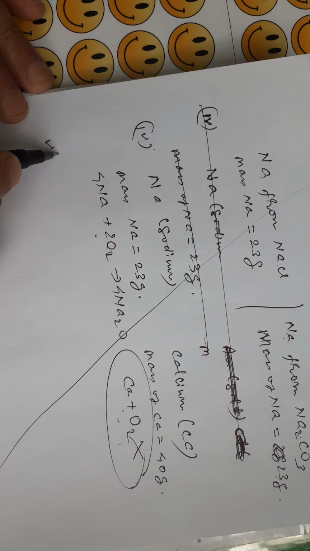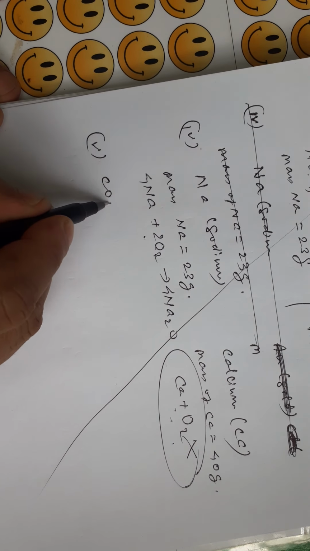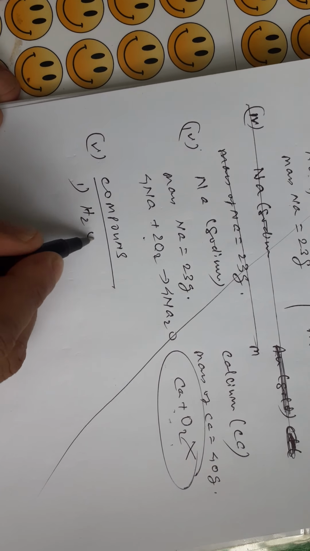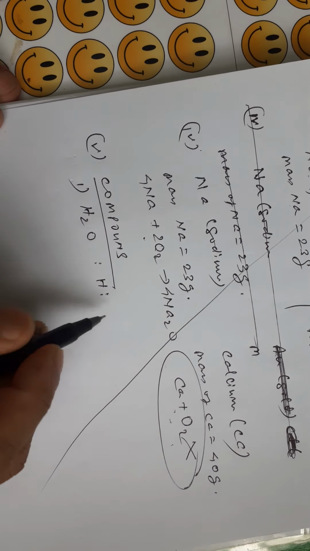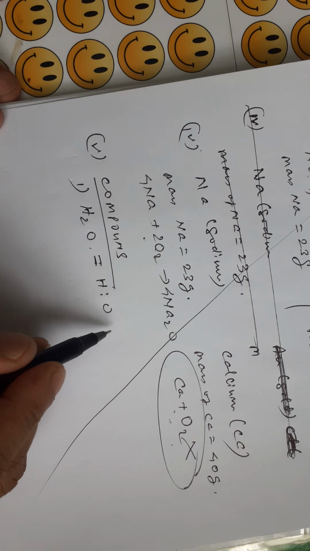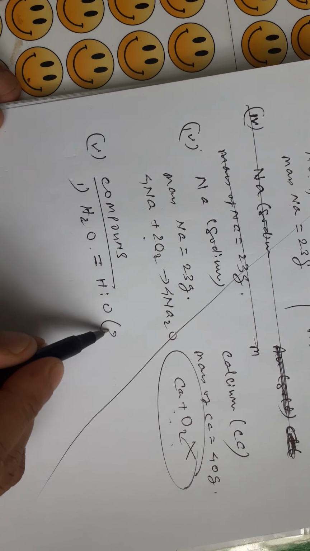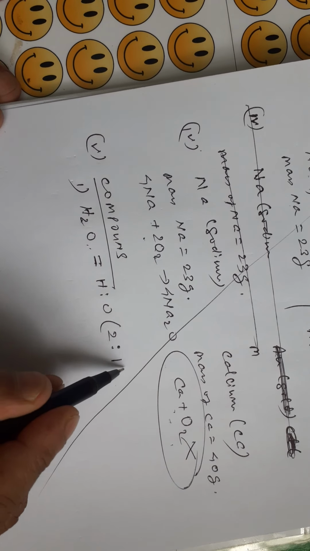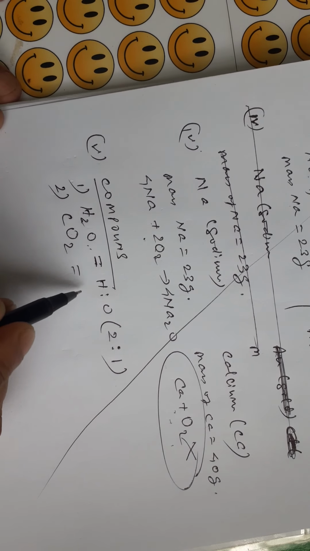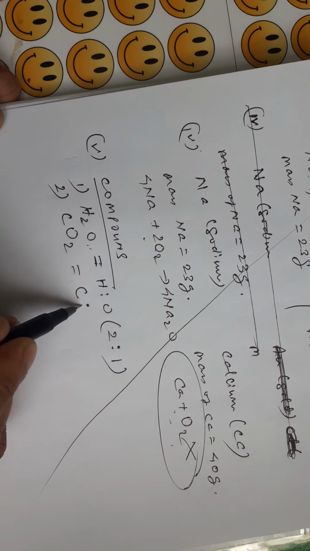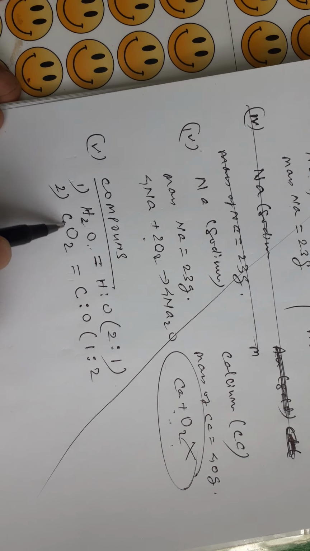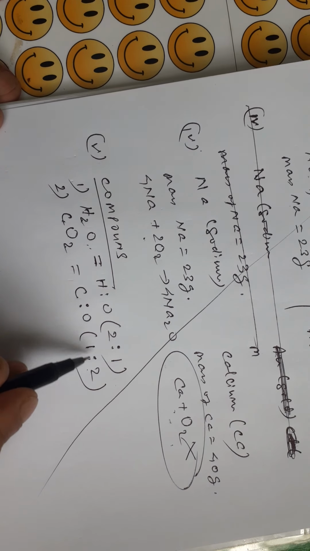So for point number 5, take some compounds. Let's start with a simple one, water, H2O. What is the ratio of H to O here? It is in the ratio of 2 atoms of hydrogen combined with 1 atom of oxygen. Take another very common compound, carbon dioxide. What is the ratio of carbon atom to oxygen? 1 to 2. See, 1 carbon atom combined with 2 oxygen atoms. So the ratio is 1 to 2 here.